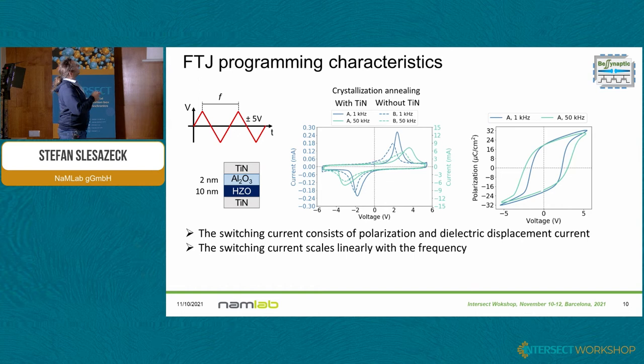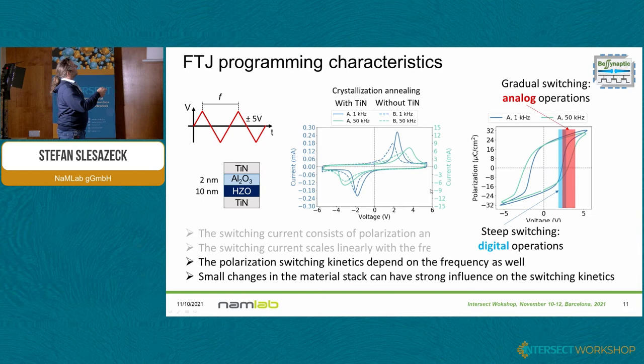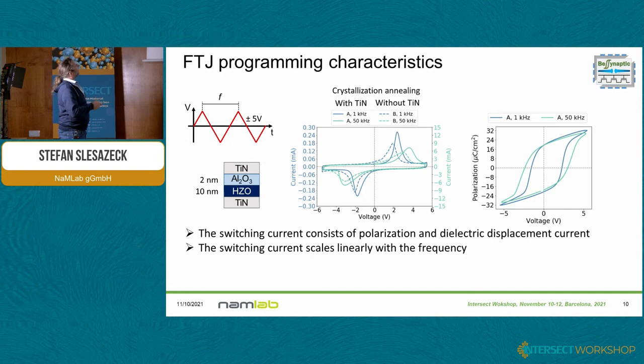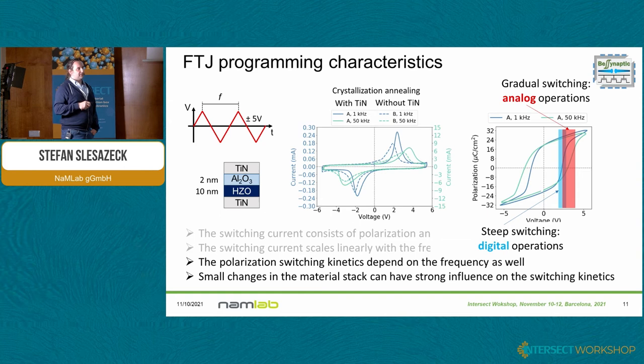And interestingly, I mean, it's not surprising, but of course, if you operate a device at different frequencies, then obviously you end up with very different currents here. So in this particular device, you can have current peaks up to 15 milliamps. And this is something to remember. And also what we see on the right-hand side is that the switching kinetics depends on the frequency that you operate this device. So it's not just a device property, how this hysteresis curve looks like, but it's really a property which depends on how you operate the device.